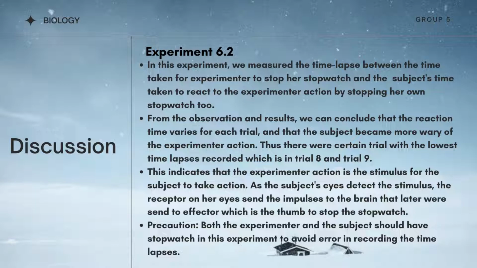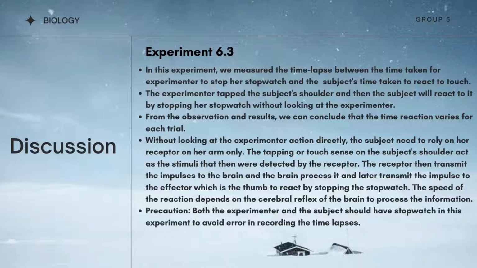As the subject's eyes detect the stimulus, the receptor in her eyes sends the impulses to the brain that later were sent to the effector, which is the thumb, to stop the stopwatch. The precaution that we take in this experiment is that both the experimenter and the subject should have a stopwatch to avoid error in recording the time lapses.